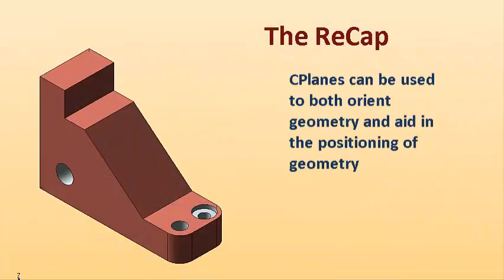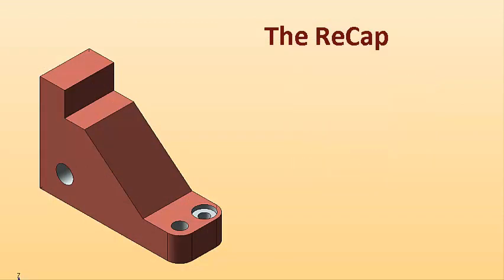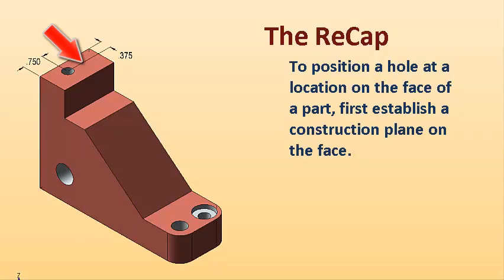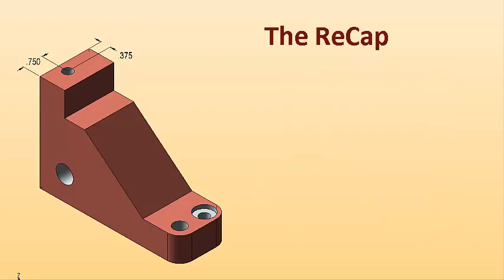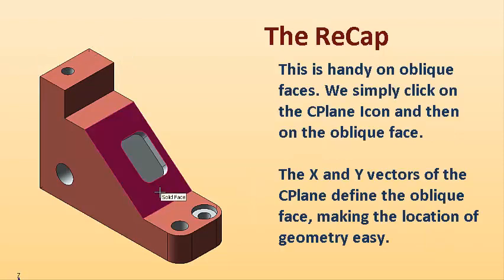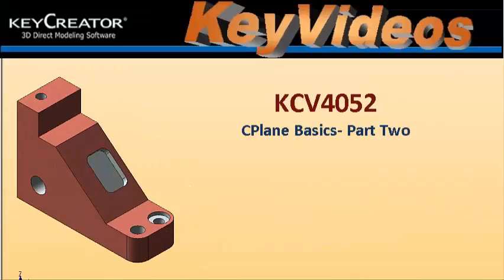So let's recap. Construction planes are used both to orient geometry and position geometry. The ability to do both makes them doubly valuable. To position a hole in the location of the face, first establish a construction plane. Once you do that, you can use the vectors with the offset option to locate your geometry. When you're working on an oblique face, it becomes doubly useful. Set your construction plane on the face. The x and y vectors align with the face. That's all there is to it.